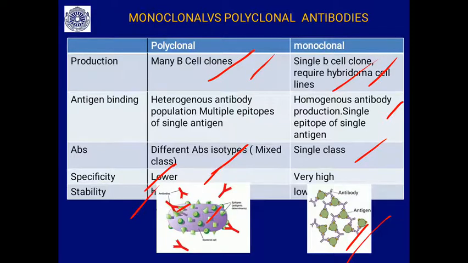Stability is high because if one antigenic determinant is lost, the antibodies will still be there to bind with the other antigenic determinants. Here it is low stability because if that particular antigenic determinant gets lost, the antibody cannot bind.